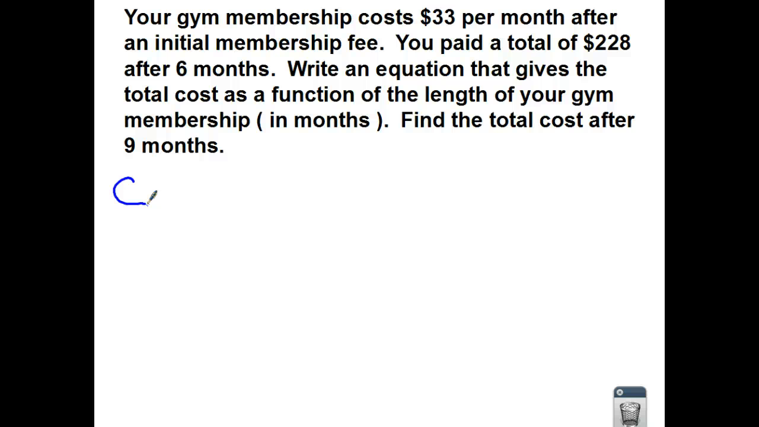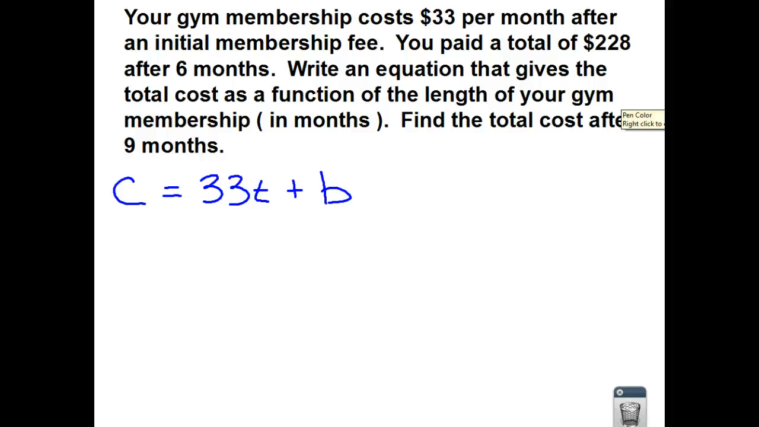So let's write in the given information. I know that we have a $33 cost per every month. So let's call that T. And what we don't know is how much the initial fee was. So if you're calling that anything, we can call that, I don't know, plus B, which is your y-intercept. That's probably going to be easiest for you to remember. So let's keep that as the fee that we don't know.